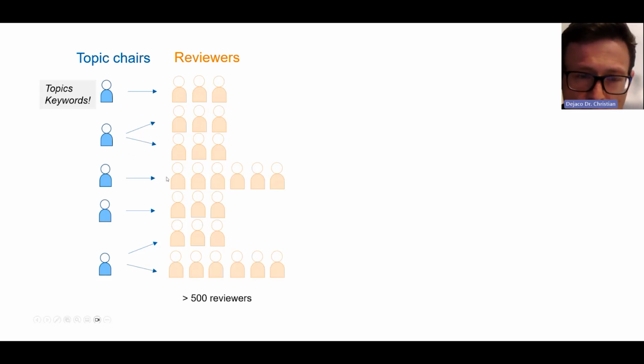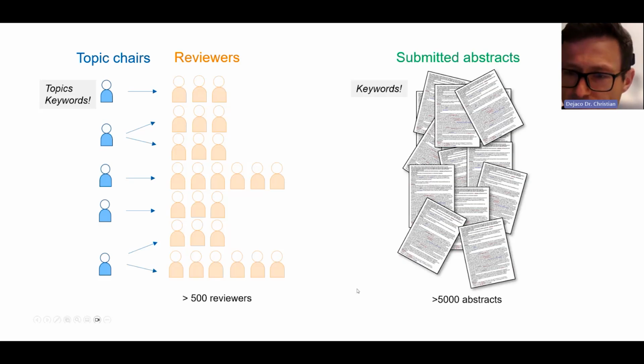Then, as for rheumatoid arthritis, the topic chair is not only suggesting 3 or 4 reviewers, but several, because there are so many abstracts that need to be reviewed. In the end, the topic chairs suggest more than 500 reviewers. And then they get the abstracts. Actually, the abstracts are handled once they are submitted. They are all sent out to at least 3 reviewers, as I said already before.